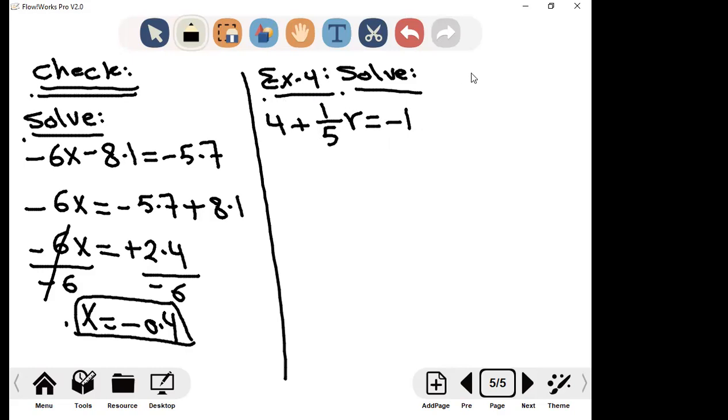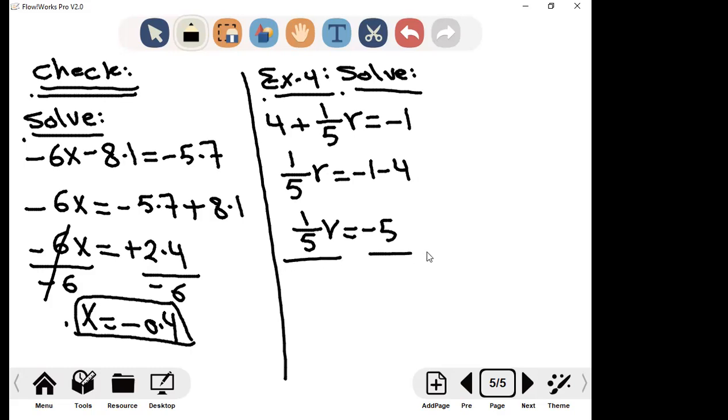It will be negative, right? So here 1/5r equals -1 minus 4. Here we have similar signs. We add and put the same sign. So 1/5r equals -5. Now I will divide both sides by the coefficient, which is what? So I will divide both sides by 1/5. Cross, make division. R will be -25.